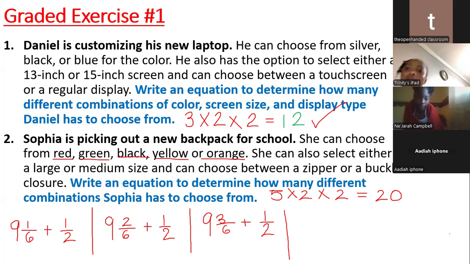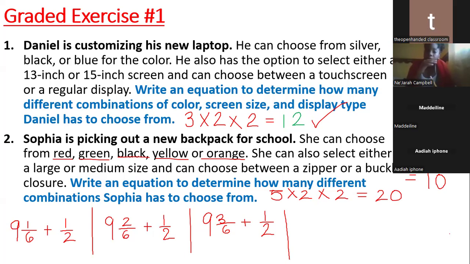57 plus 3 is 60. It's going to be over 6. You can simplify that by 6. So it's going to be 10 over 1. And anything over 1 is just the whole number. Yes, 10. Very good. So the answer for that one is 10. Anyone else got 10? Let me know, please. I did. Okay, Madeline. All right, good.